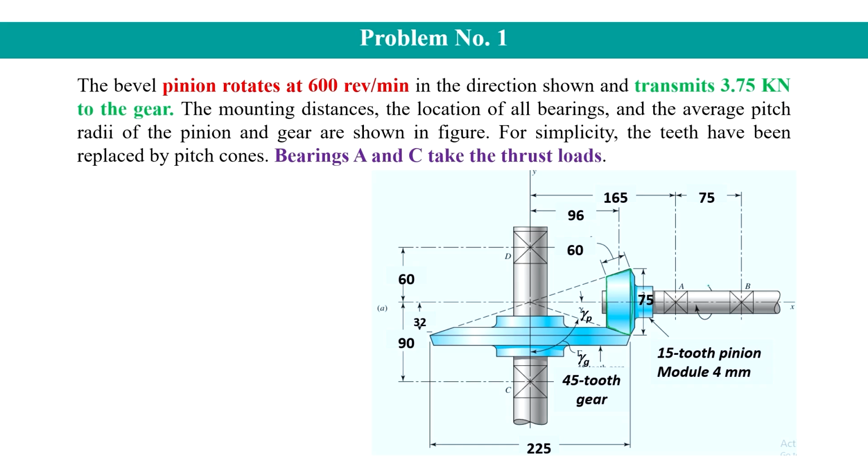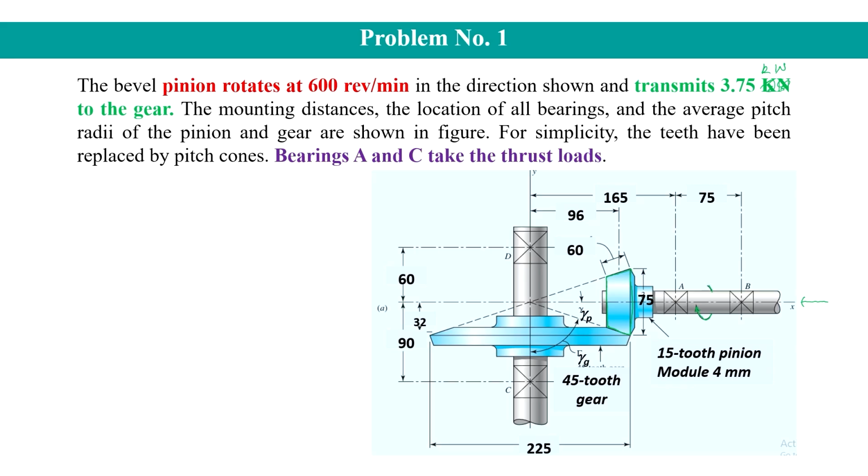And it is rotating in the direction like this. And this is the direction that when you will view the pinion from the positive x axis, then it is rotating in a clockwise direction. So, it transmits 3.75 kilowatt to the gear.